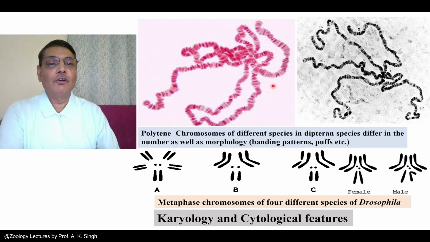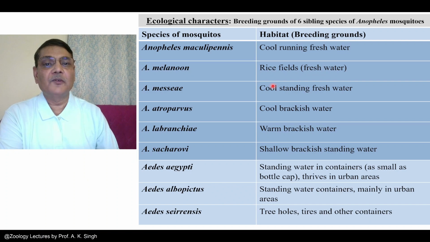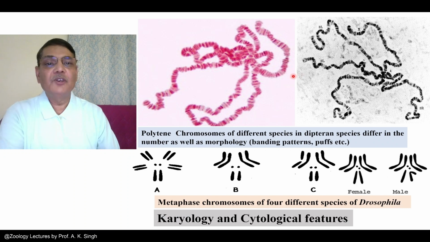I just said that karyology and cytology could be used for taxonomic purpose. Okay, so here you see in this diagram, these two are the polytene chromosome structures. This one is polytene chromosome of Drosophila melanogaster, and the other one is of a different species. So what we find is that the banding pattern in these chromosomes will vary species to species.